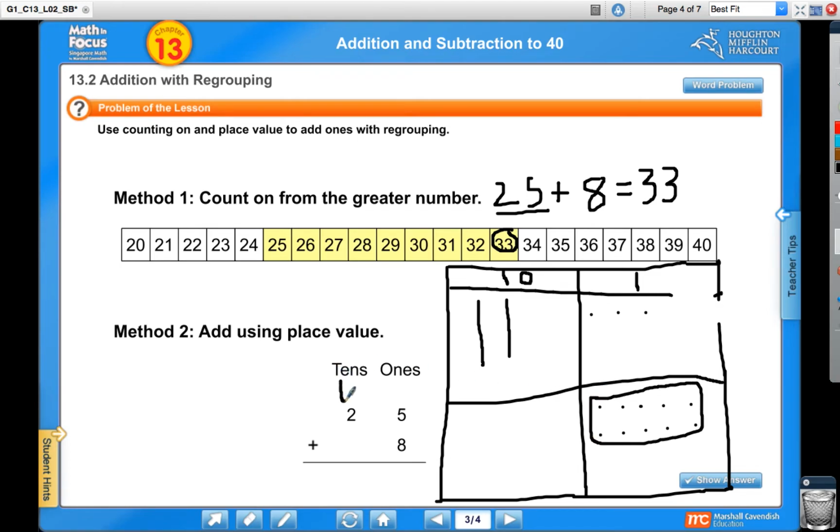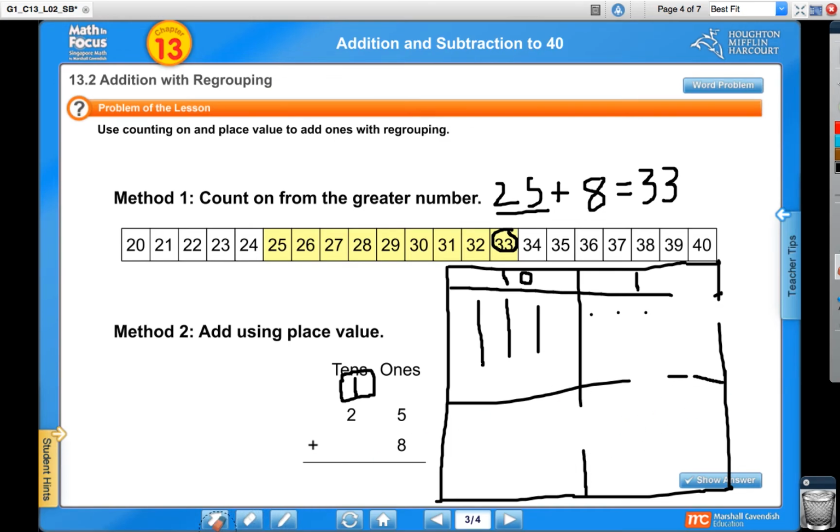I'm going to go over here and make my magic box to show that trade, or that 10 that I build. I'm going to build it. I'm going to model it. And since I traded it, I have to get rid of the ones that were in the ones, because they are no longer there. Because I have moved them by regrouping them and placing them in the tens column.